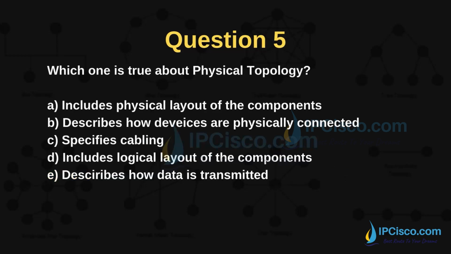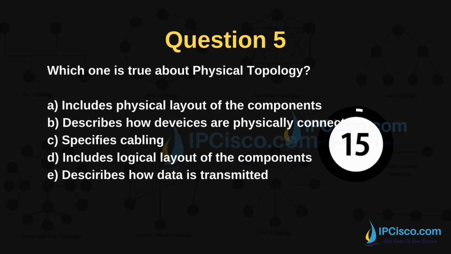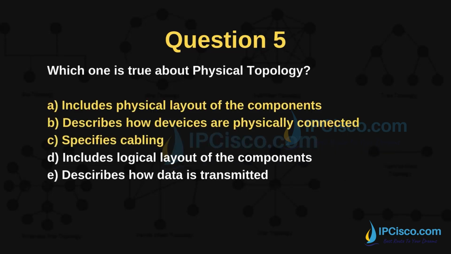Question 5. Which one is true about physical topology? A, includes physical layout of the components; B, describes how devices are physically connected; C, specifies cabling; D, includes logical layout of the components; E, describes how data is transmitted. Correct answers are A, B, and C.